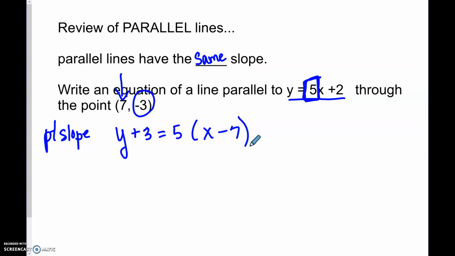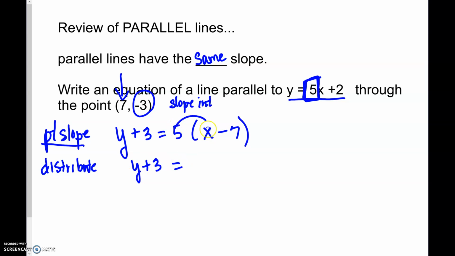Now, we want this to be in slope-intercept form. Okay, right now we have it in point-slope form. So what we're going to do next is distribute. So to distribute, we get y plus 3 equals 5 times x is 5x, and 5 times negative 7 is a negative 35. Okay, now the next thing we always do is either add or subtract.